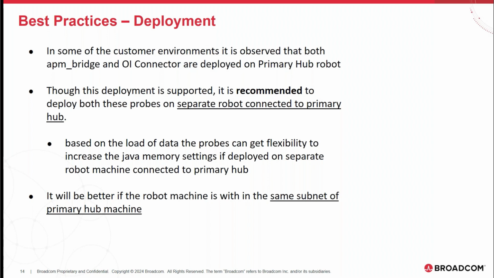In such cases, where the inventory is quite frequently getting updated, we recommend to have APM bridge and OI connector on dedicated robots connected to primary hub, but not on primary hub. Doing that would actually ease things out and make the working conditions of both these connectors a little smoother.